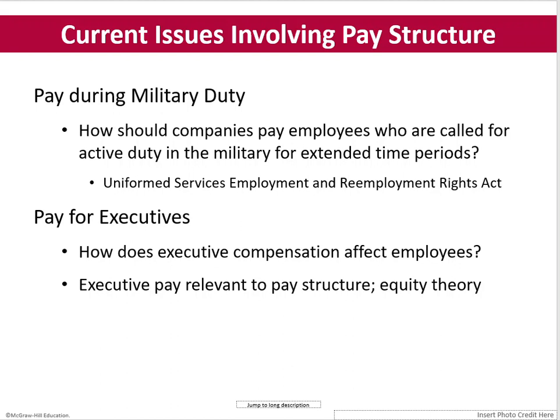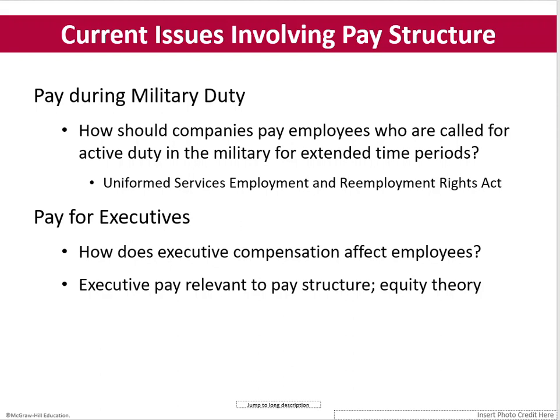Executive pay is relevant to the pay structures and equity theory. There was a CEO who determined that all of his employees should make at least $70,000 per year. And he took a pay cut in order to fund that. It did run into problems. They were still trying to work it out, but it did turn into problems because the engineers who started at $70,000 were sitting next to administrative assistants who also started at $70,000, and they weren't happy. So they were trying to work out that structure.